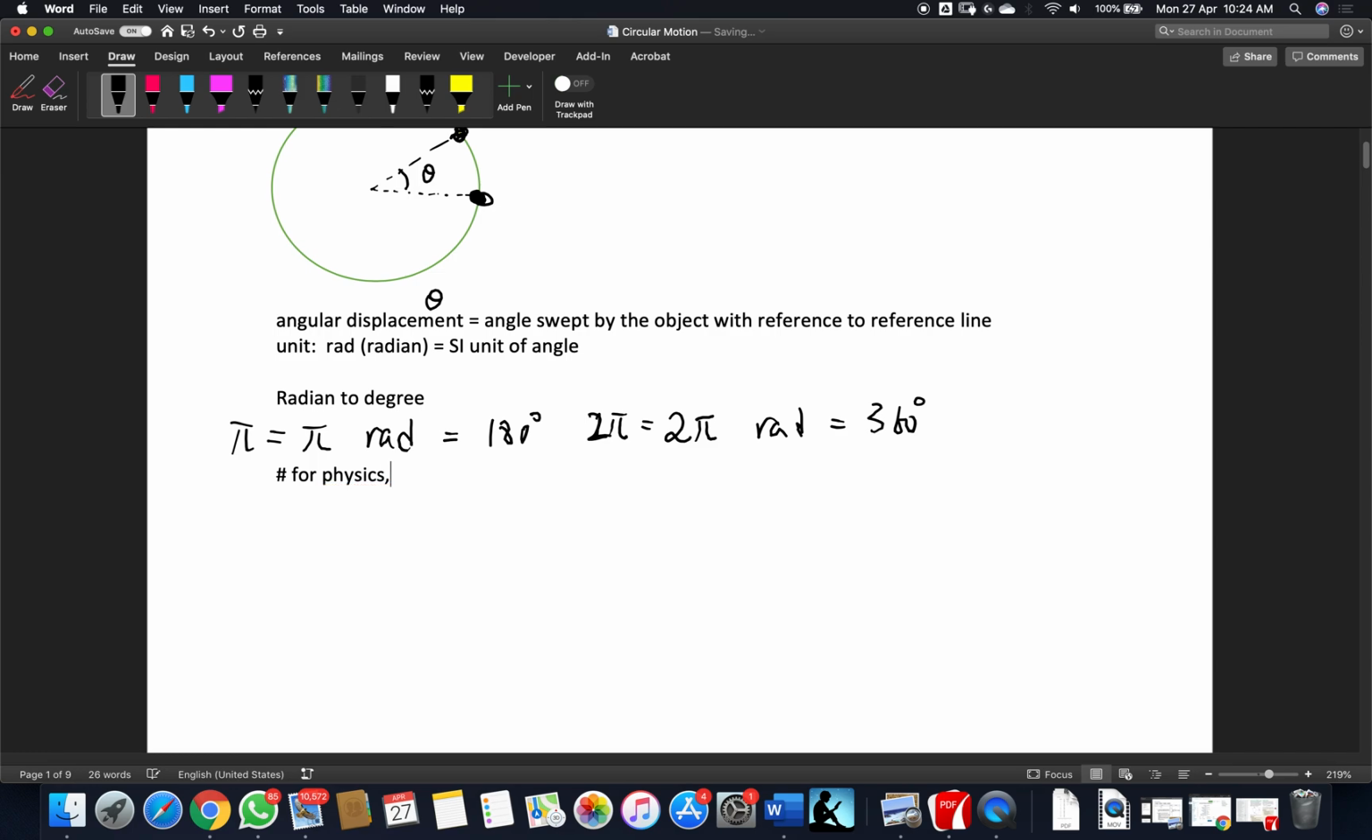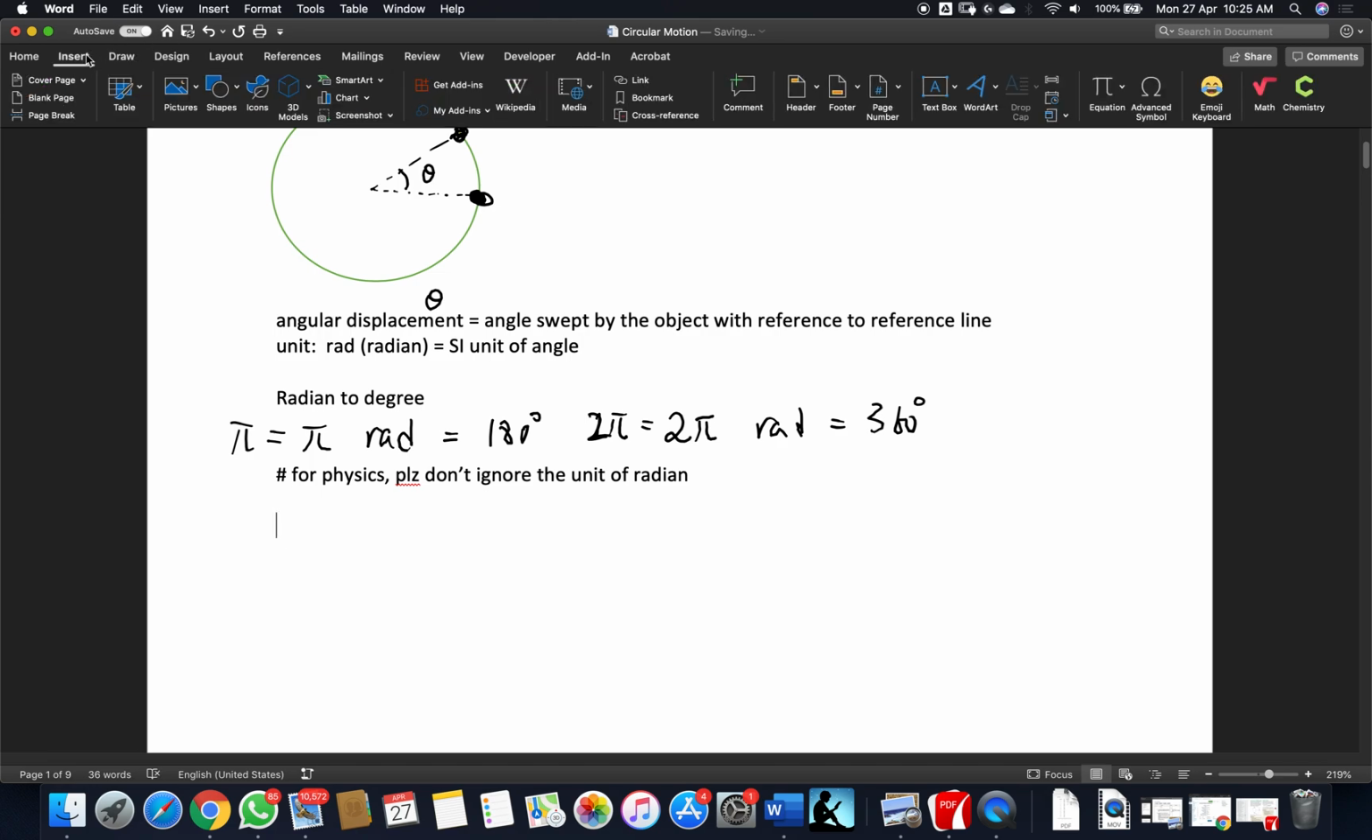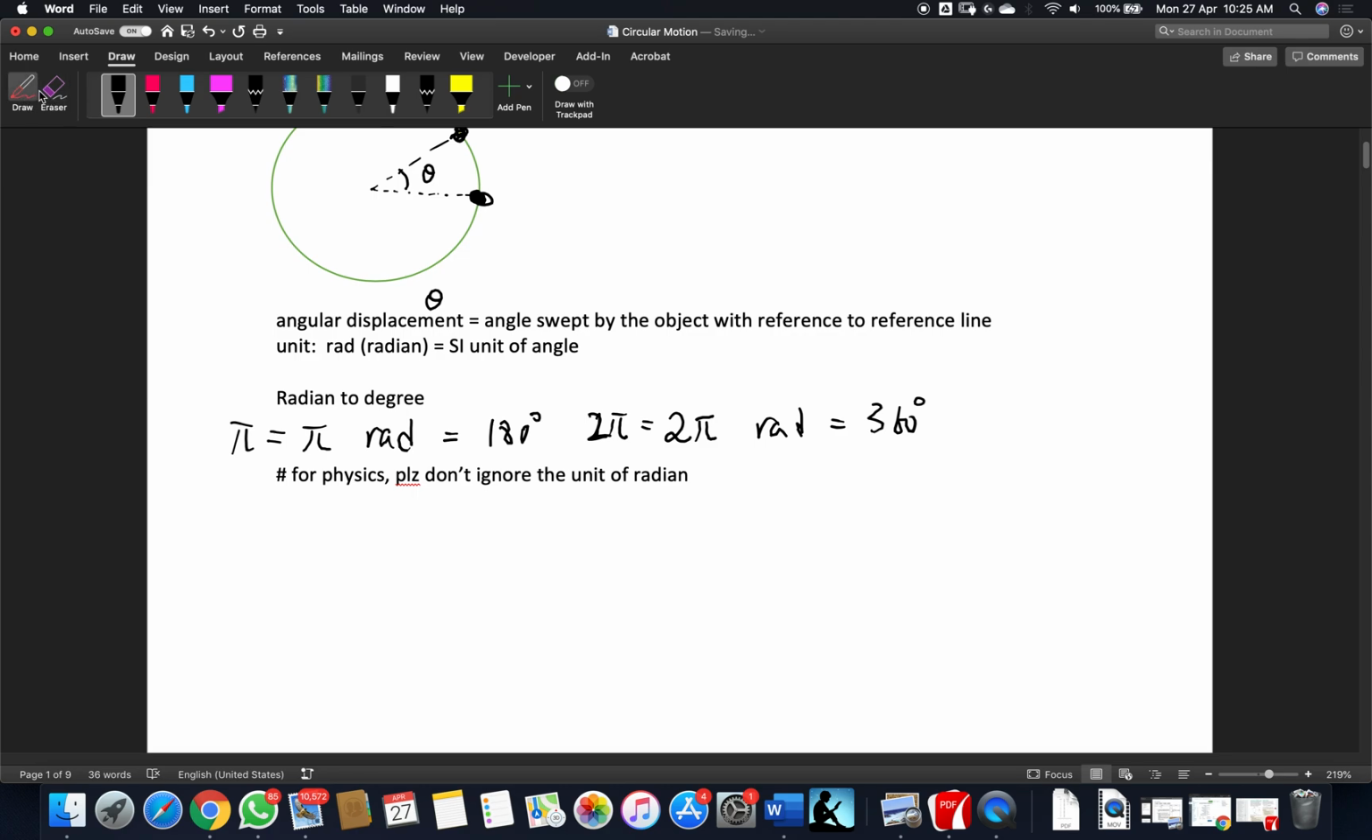Please don't ignore the unit of radian. Although it is not incorrect, it emphasizes the quantity. For example, for the angular displacement theta, if you say it is pi, that's fine. But for physics, it's better for you to write it down as pi radian.